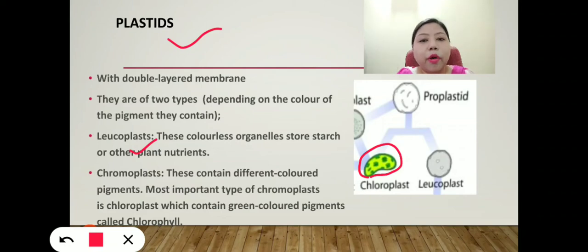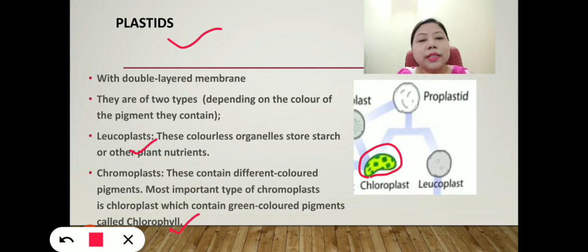The other type of plastid, which contains various colored pigments, is called chromoplastid. So this contains different colored pigments. The most important type of chromoplastid is the chloroplast. Why? Because it contains chlorophyll, and we know that chlorophyll is very important for the process of photosynthesis. Apart from the green pigment chlorophyll, the chromoplast also contains other pigments like xanthophyll and carotenoid.